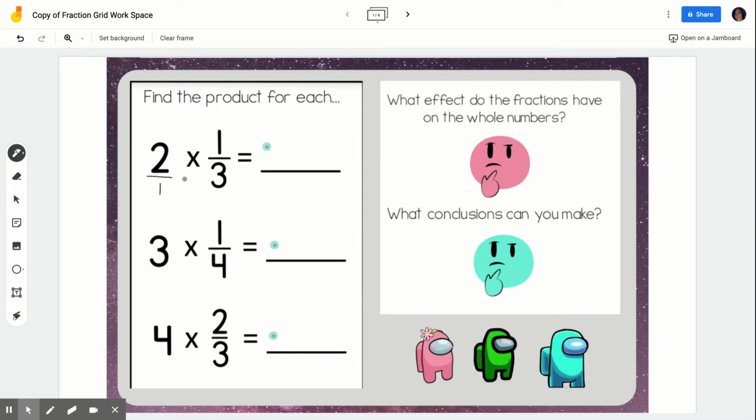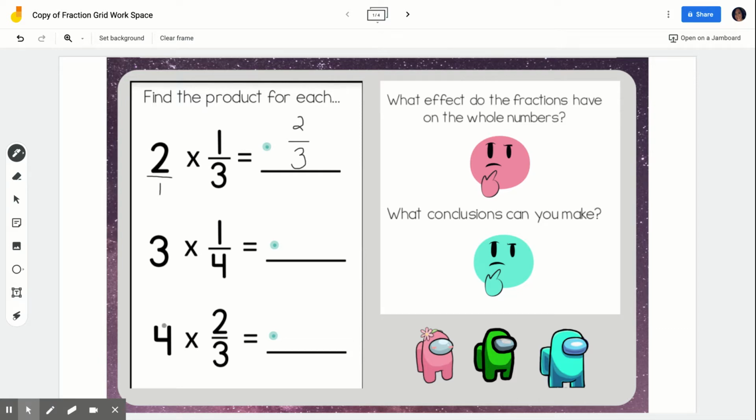So it looks exactly the same, it has the same value, just now it looks like how we're used to multiplying fractions. So now I can go ahead and multiply straight across the numerators. 2 times 1 is 2. And straight across the denominators, 1 times 3 is 3. So the product of 2 times 1/3 is 2/3.